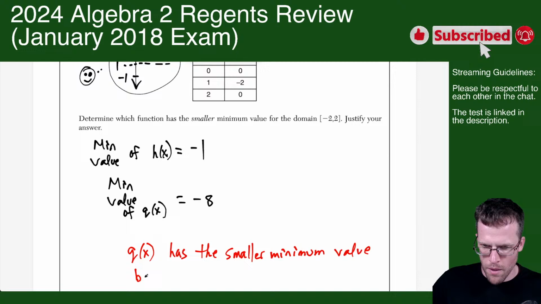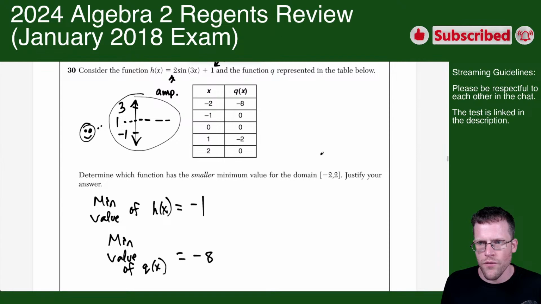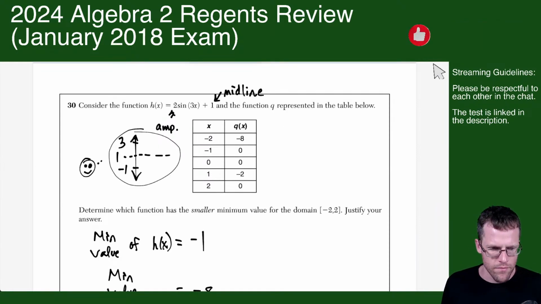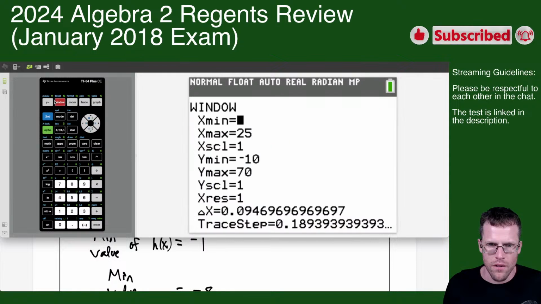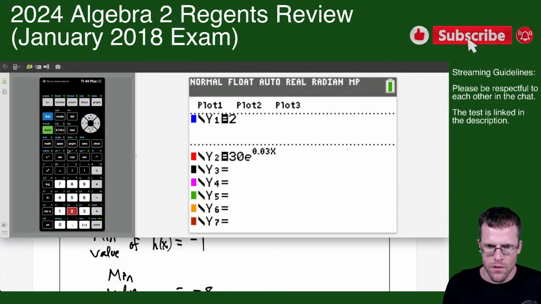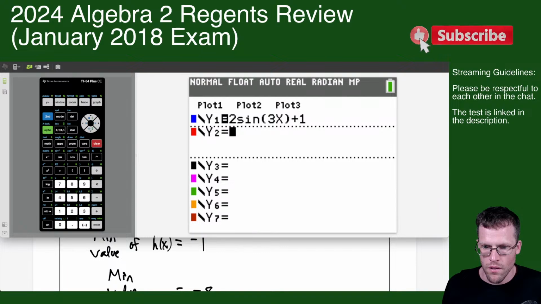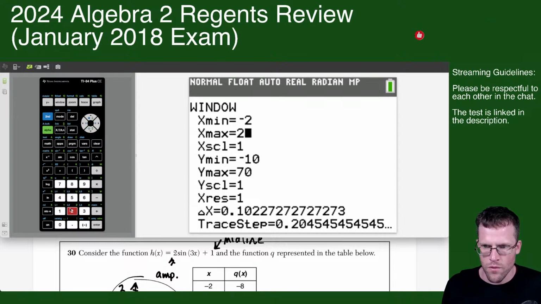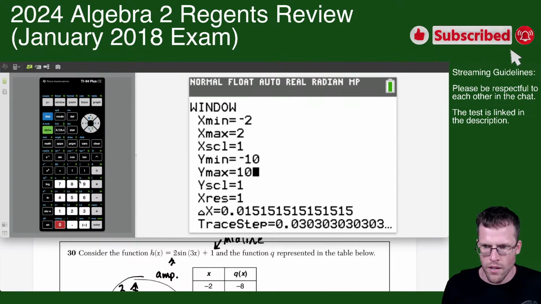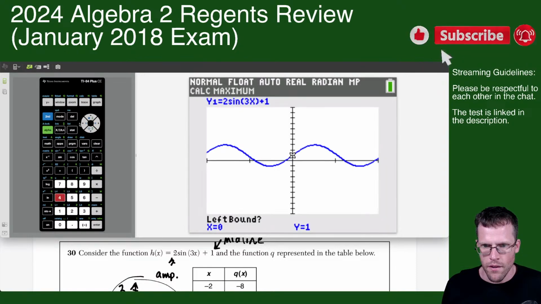I can say that -8 is less than -1. If you have to, you could just graph this, and then trace the minimum as well. That's also fine. Like if I did 2 sine 3x plus 1, and I go from -2 to 2, and I'm going to go back to -10 to 10. See, the minimum, I could press second trace minimum, and I could pick any one of the minimums.